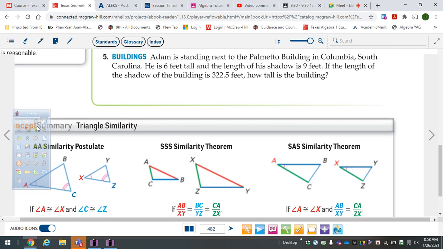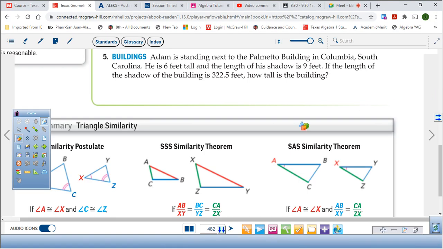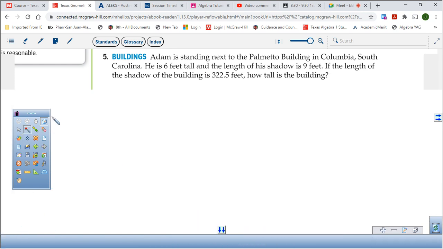Okay, let's try this one real quick, and then you have an assignment on Alex. Just draw the figure, I guess. Adam is standing next to the Palmetto building. So this situation is a building.